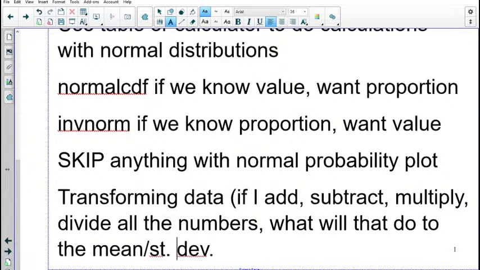So if I take all the numbers and add 5 to them, you should be able to tell me what that's going to do to the mean, and you should be able to tell me what that's going to do to the standard deviation and be able to explain why. That was something else we talked about.